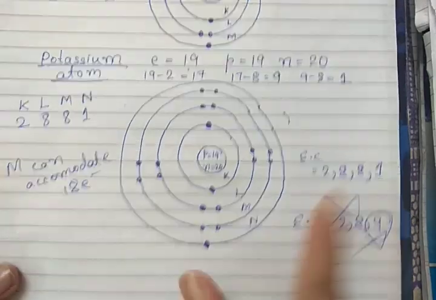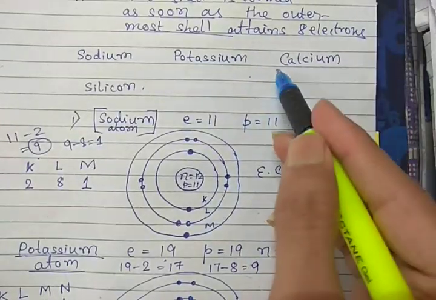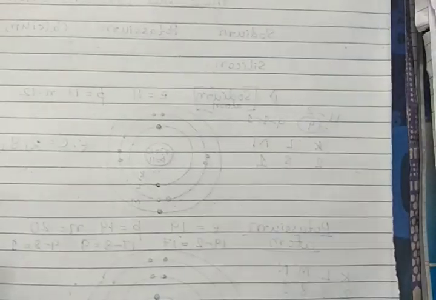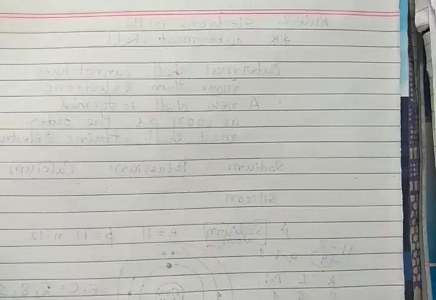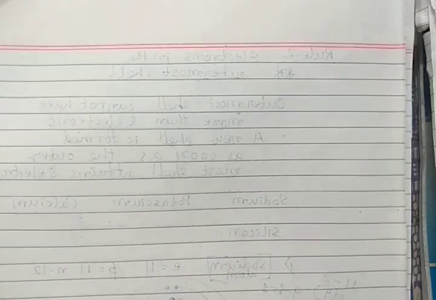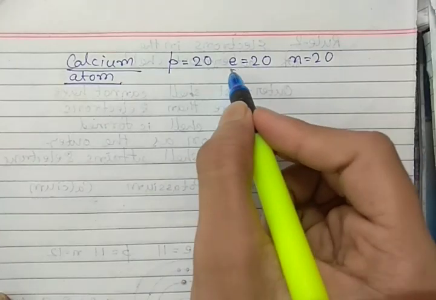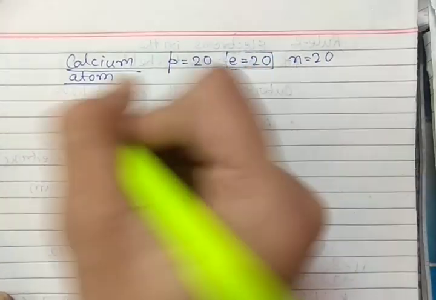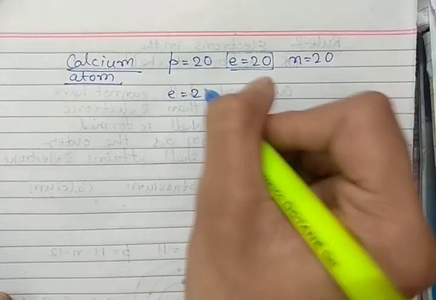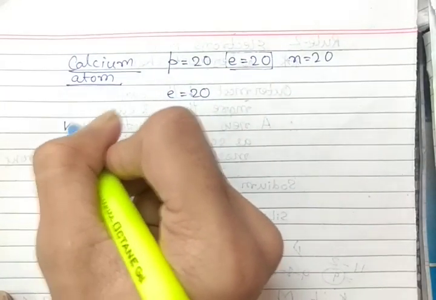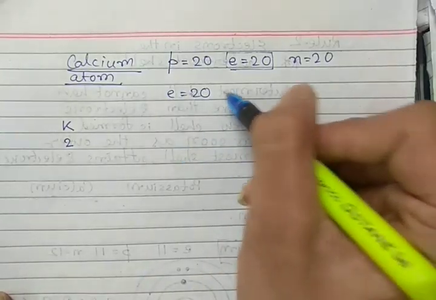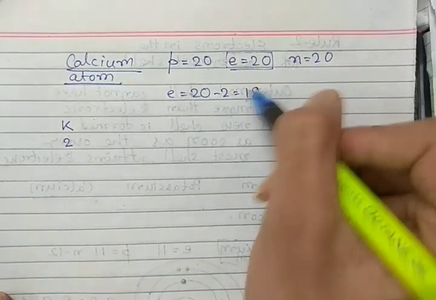Okay, so after potassium let us consider the electronic configuration of calcium. Let us see how electrons are arranged in a calcium atom. In a calcium atom there are 20 electrons. First is the K shell. K shell will have 2 electrons. Therefore 20 minus 2 equals 18. 18 electrons remain, so we have to arrange them.